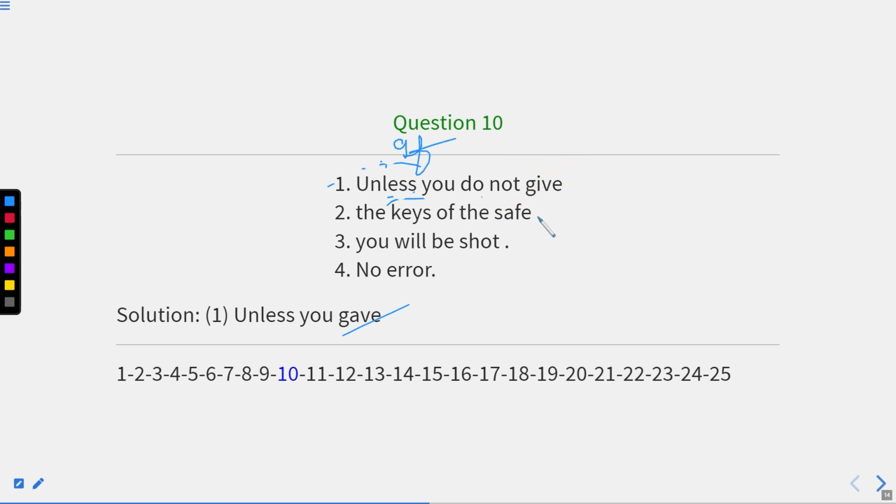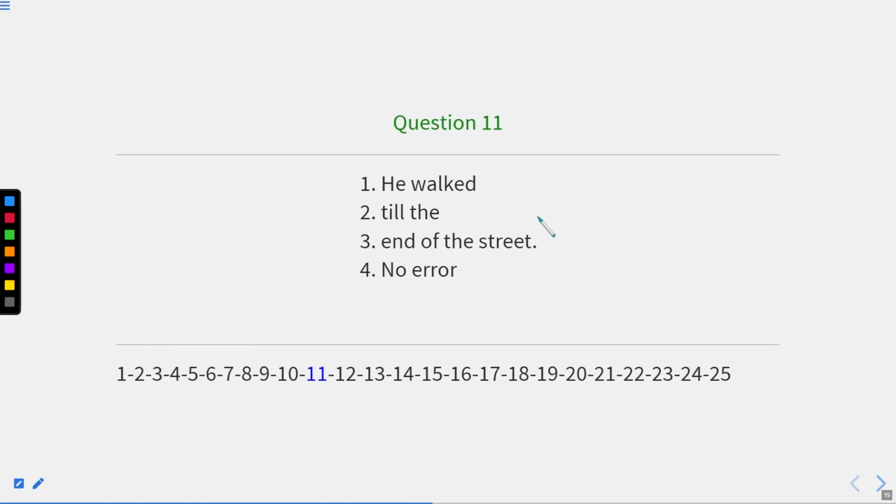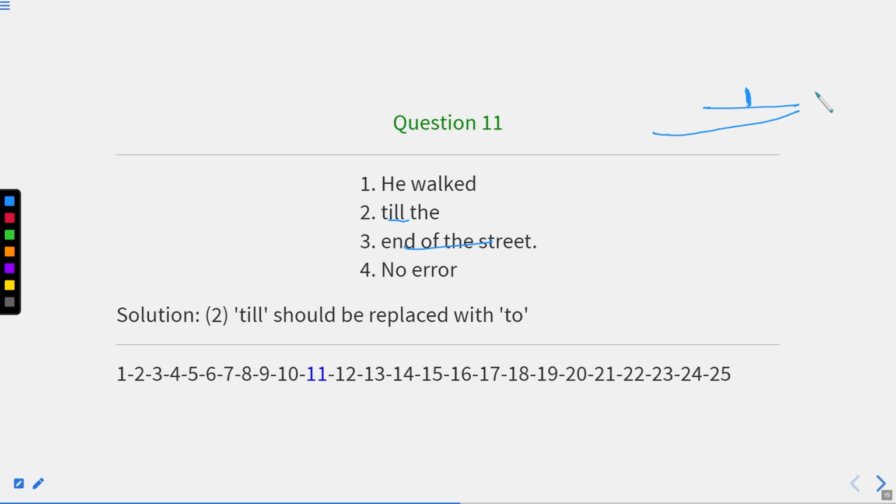Okay, now let us move to the next one. Now this one is question number 11. He walked till the end of the street. So here he walked till the end of the street, it means till the last point of the street. So here till should be replaced with to, because till is actually not the limit of something, but it is actually showing the direction. Okay, so to the end of the street means to the direction, towards the direction of the street, or along with the direction of the street.